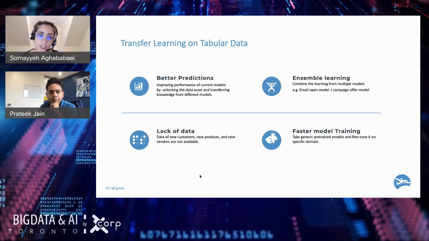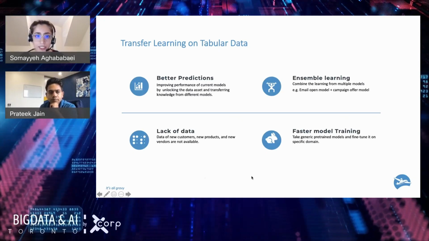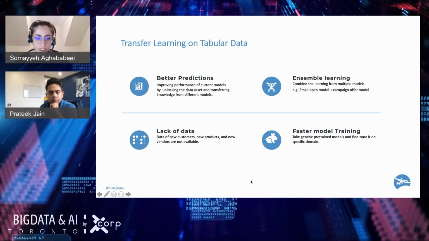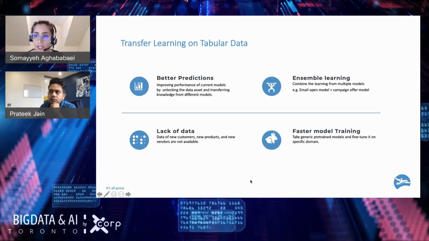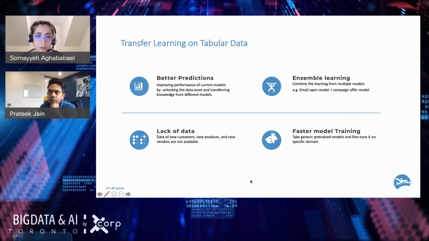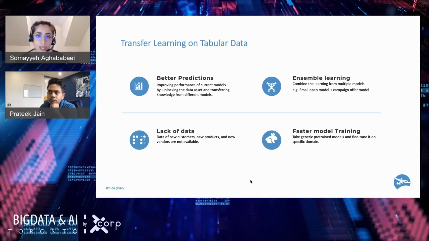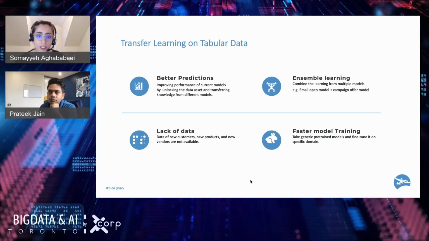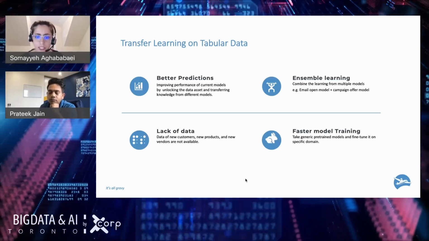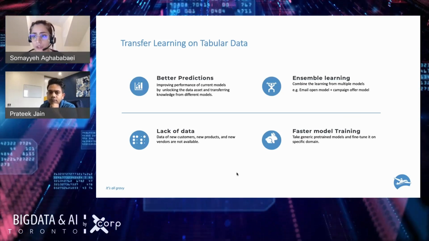The other reason, which is very popular in machine learning, is lack of data. When we have new customers, new products, or even new clients, how are we able to leverage the representation of the current customers at Miles and use it to tag and label our unknown or new customers? And the other reason is building faster model training.